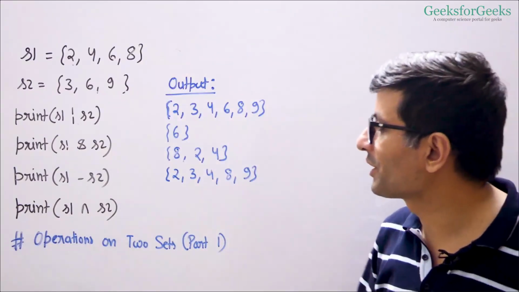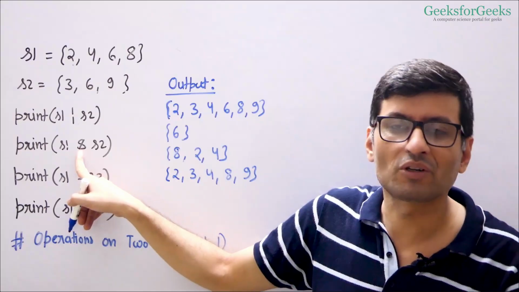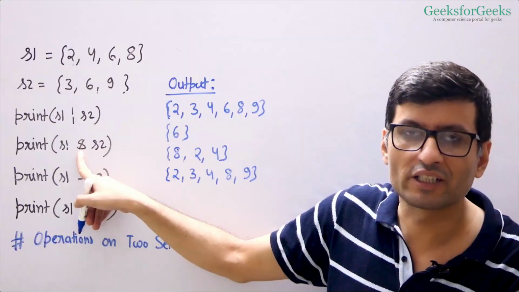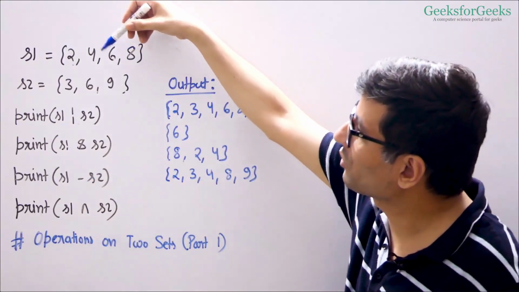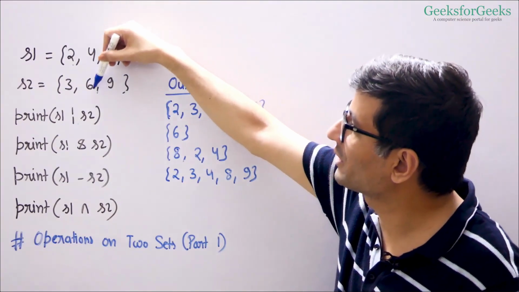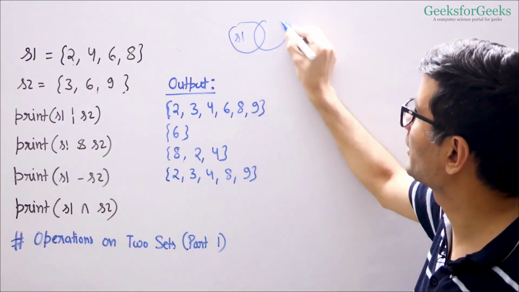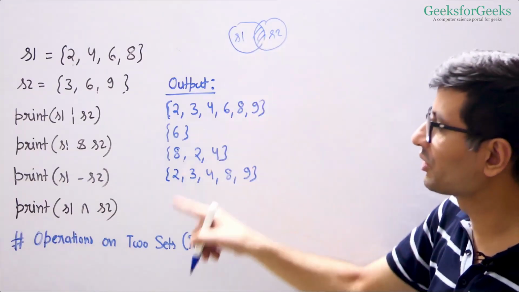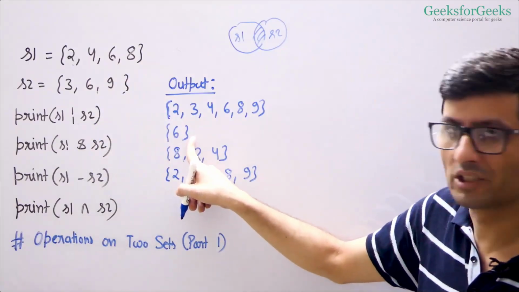Let's see the next operation, which is the AND operator here. And it was used for bitwise AND of two numbers. Here in the context of sets, it gives you the intersection of two sets. So what is the intersection of these two? Common elements. And what is the common element? 6. Let's see diagrammatically. If you have set S1 and set S2, whatever elements you have in common, that's the intersection. So we are going to get the output as 6 only, right? 6 is the only common element.